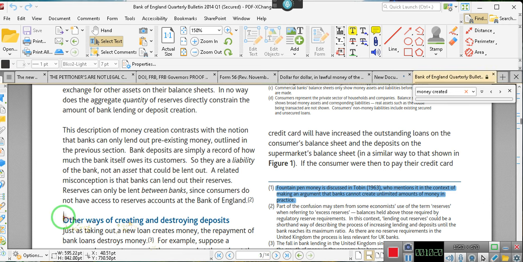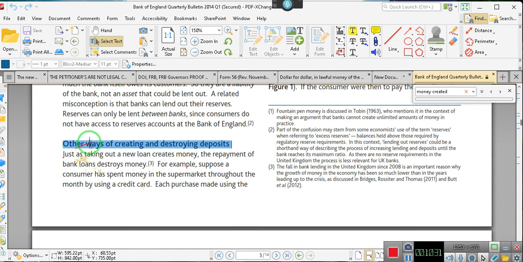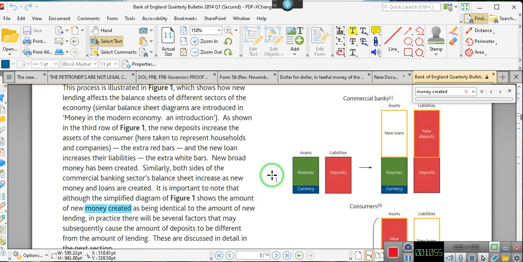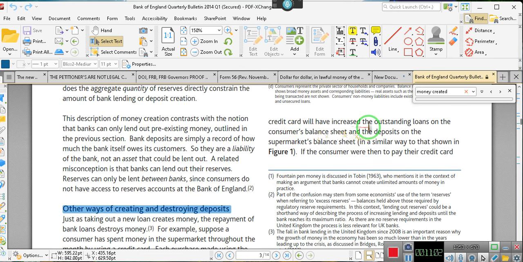Now, watch this. See this section right here? This is on page 14. At least I think this is still page 14. Let me check. Nope, page 16. Bottom of page 16. Other ways of creating and destroying deposits. Just as taking out a new loan creates money, the repayment of bank loans destroys money. For example, suppose a customer has spent money in a supermarket throughout the month by using a credit card. Each purchase made using credit cards has an increased and outstanding loan on the customer's balance sheet and the deposits on the supermarket balance sheet.